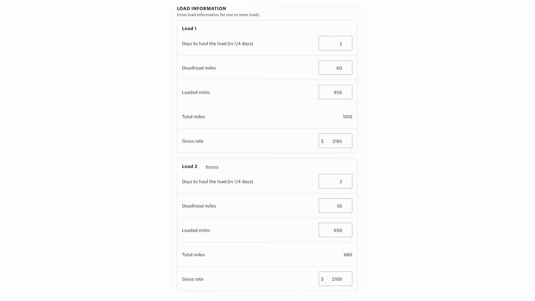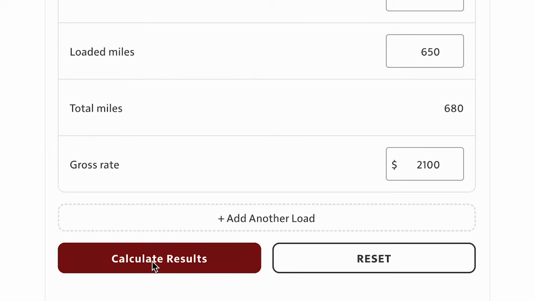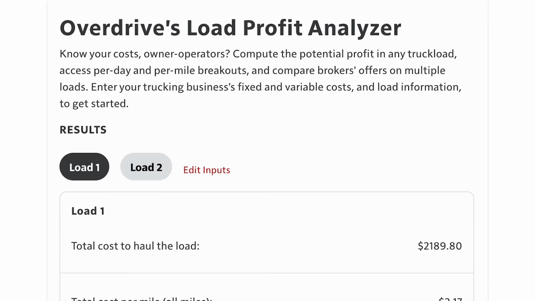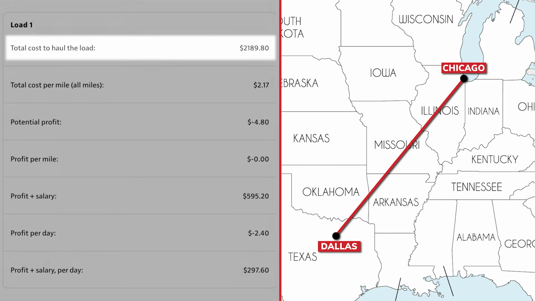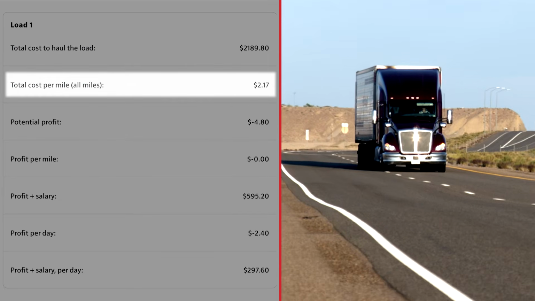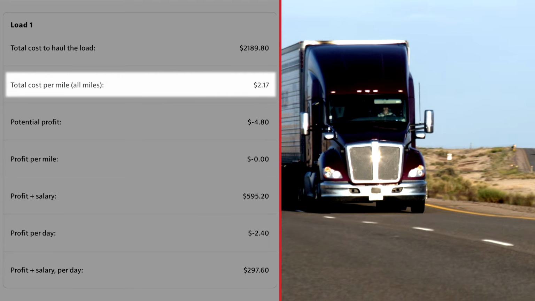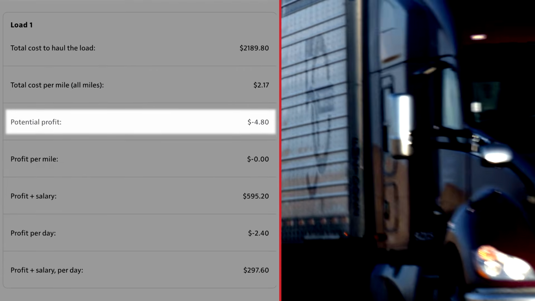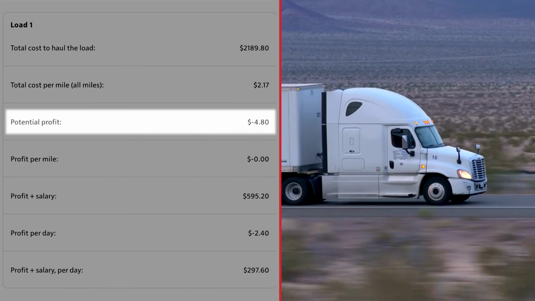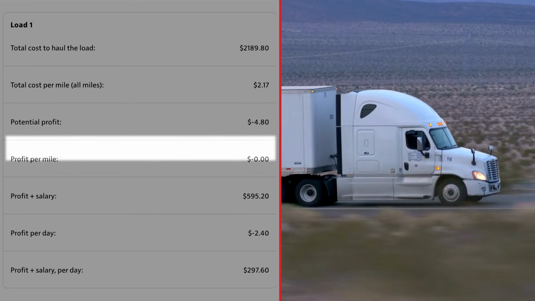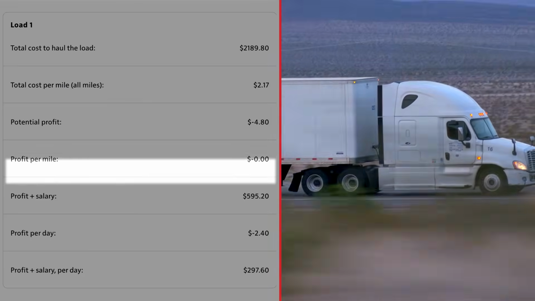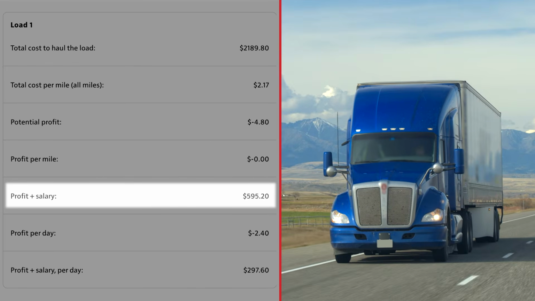In the load analyzer, just tap or click the Calculate Results button, and what you'll see will be tabs for each load with results. For the first one here to Chicago, that's total cost to haul the load at $2,189.80. Then, total cost per mile for all miles is $2.17. Potential profit to the business is actually a cost at a negative $4.80, for profit per mile of exactly 0. Results also show the profit plus salary.